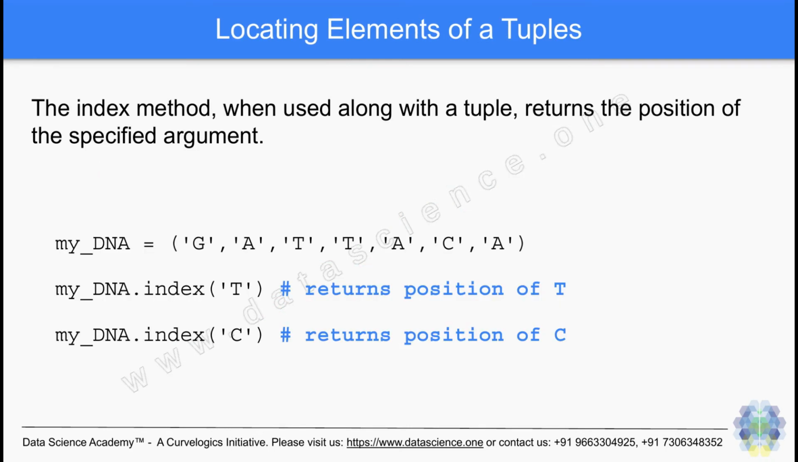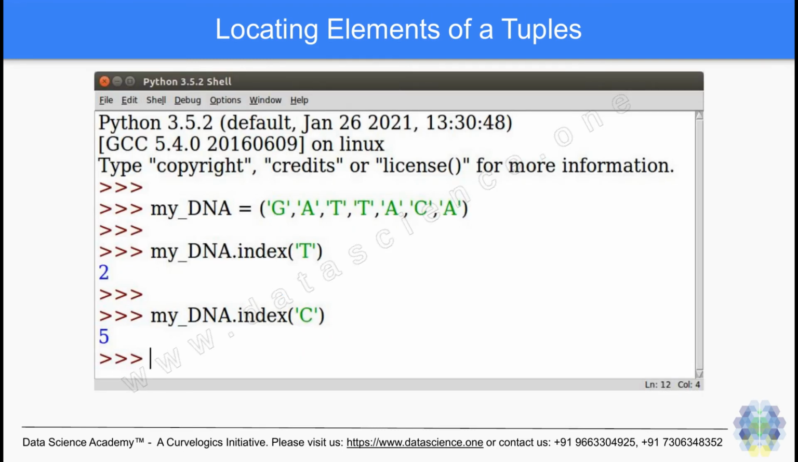The index method, when used along with a tuple, returns the position of the specified argument. To understand the method index, let us create a tuple called myDNA, and assign the following elements: G, A, T, T, A, C, and A. Following the same tradition as in strings and lists, indexing in tuples also starts with 0. First, we will try to locate the position of the letter T. Note that, even though the letter appears twice, the method index returns only the position of the first occurrence.